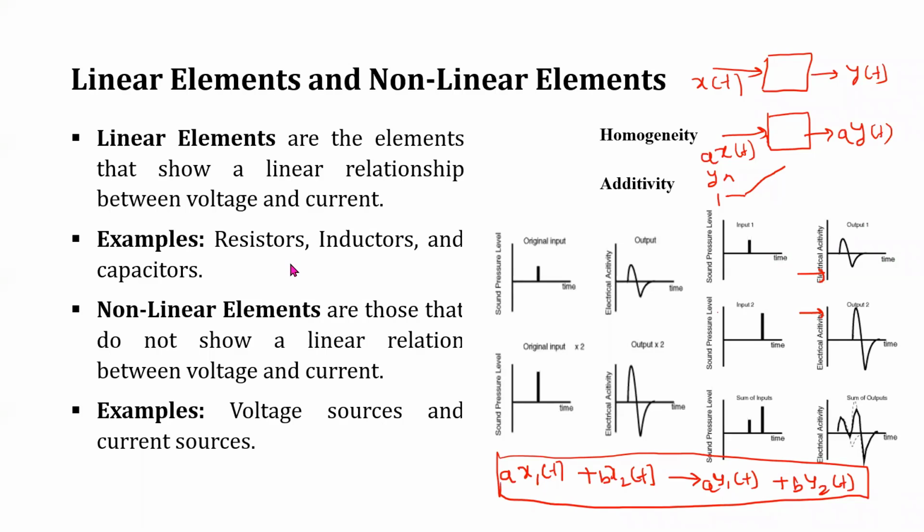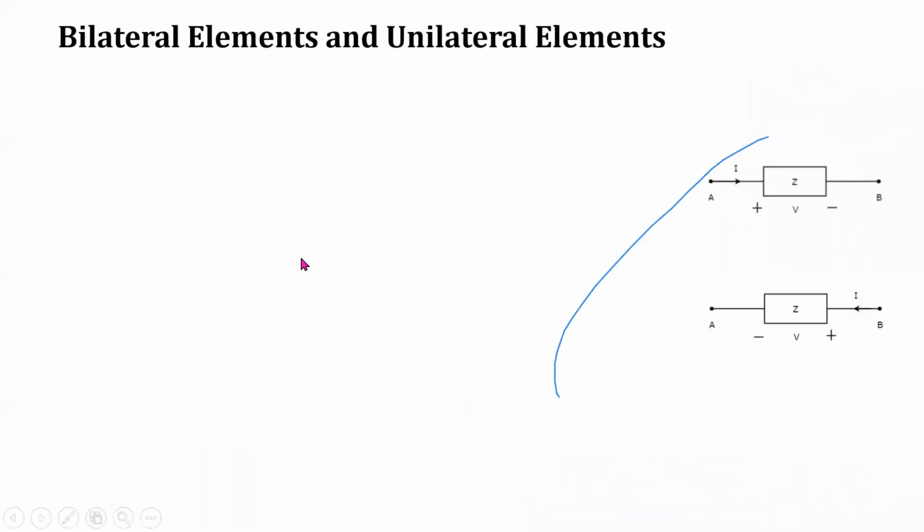First, you should think that linear elements are the elements that follow homogeneity and additivity. Homogeneity means if there is any change in the input, then the output should change correspondingly, and it should start at the origin. Then additivity: if n number of inputs are added, then the result should be the added result of the input signals. Next, we go on to bilateral and unilateral signals.